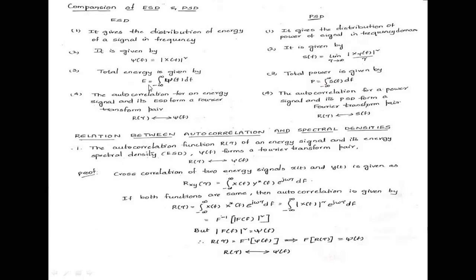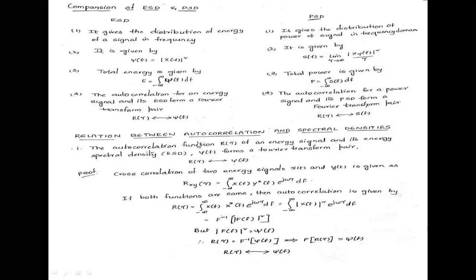Total energy E is equal to the integral from minus infinity to infinity of psi of f df, and the power is the integral from minus infinity to infinity of S of f into df. So remember these two equations. The third point is very important. And the fourth point is the relation between autocorrelation and the Fourier transformation relation for energy spectral density, and also for power spectral density.